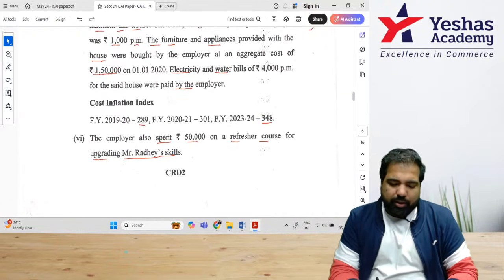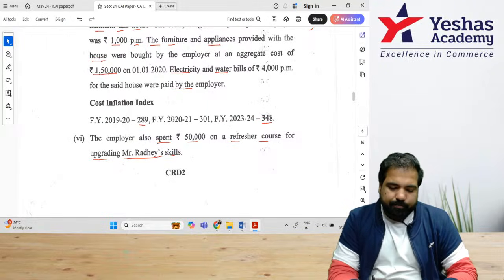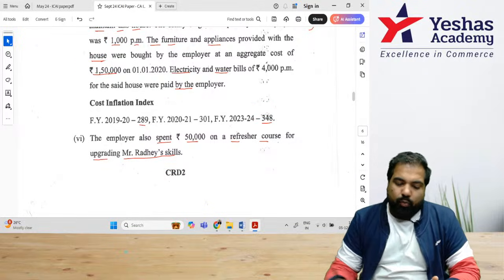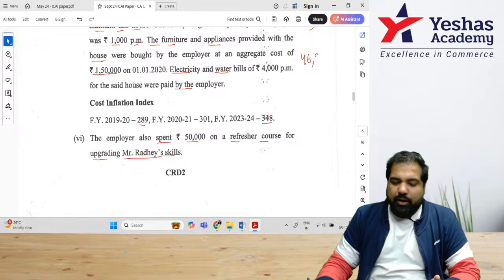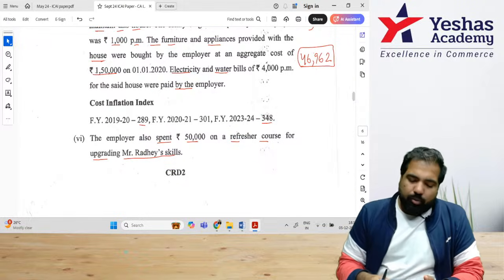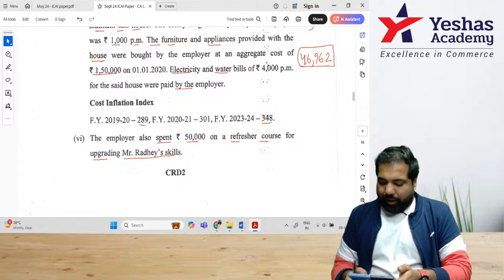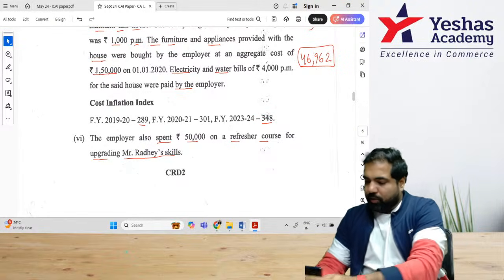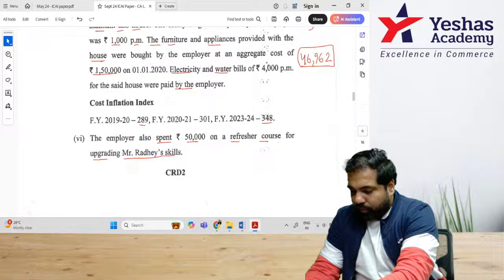So I'm going to take 39,000 and do this maths. 39,000 divided by 289 into 348, which is 46,961 or 962. Your accommodation perquisite cannot exceed this value. That's the idea. That's what they're trying to say. This is something that is new. I hope you've understood this.